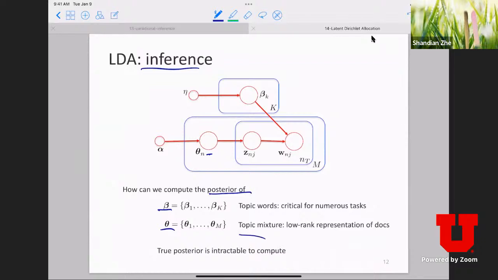You can view this topic mixture distribution as a concise summary of that document. Like this lengthy document, after running my variational inference, I know that this document is basically 60% talking about application, 20% talking about money, and 10% talking about others. It gives me a very short, compressed representation of the document. That's why people usually use the topic mixture as a compression or low rank representation of documents.